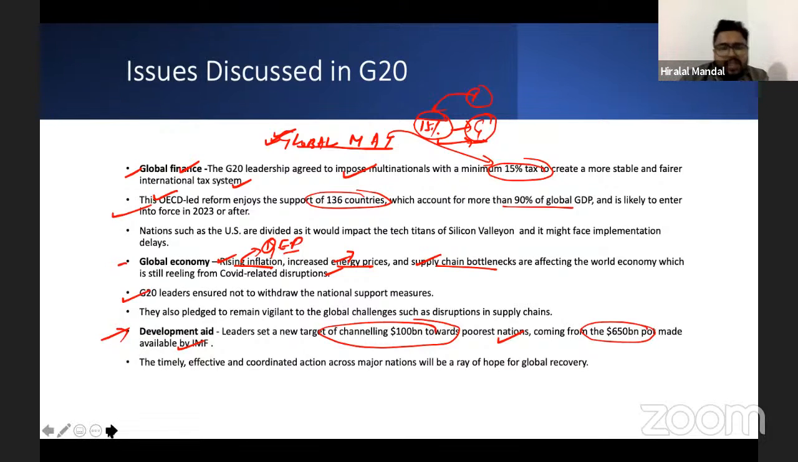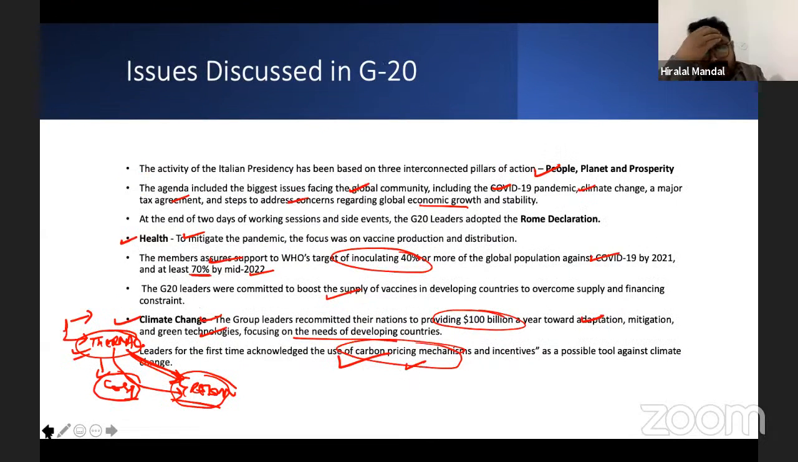Now remember, these are the issues that have been discussed, and on all these issues every country has a different sort of opinion, whether it is about the global minimum tax, the global economy, developmental aid, climate finance, climate change, or health. So every country has different perspectives.